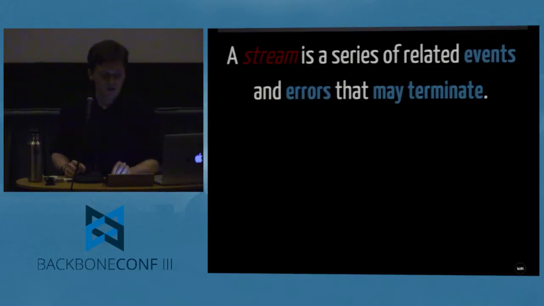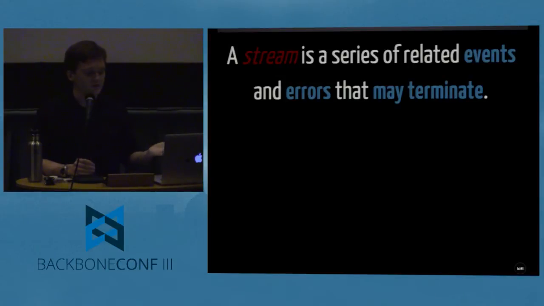So the central primitive in functional reactive is usually called an observable or a signal. A lot of the libraries out there have really incredibly dense documentation where they use all this funky terminology. But functional reactive is really about one thing, immutable streams. If you remember two words from this talk, it's those two words, immutable streams, because it more accurately describes what you're working with. Now, a stream is pretty straightforward. A stream is just a series of related events and errors that may terminate.